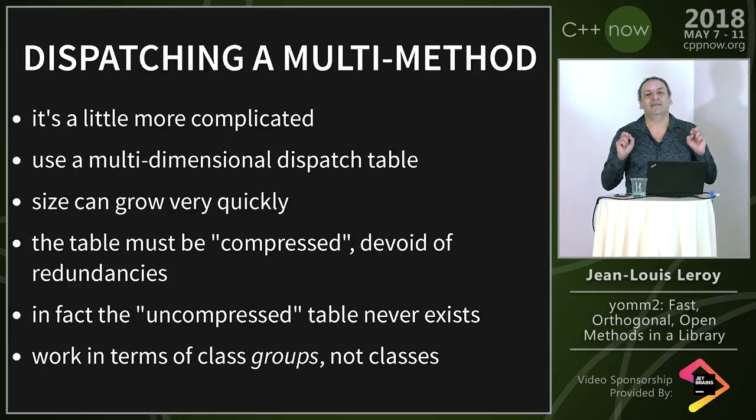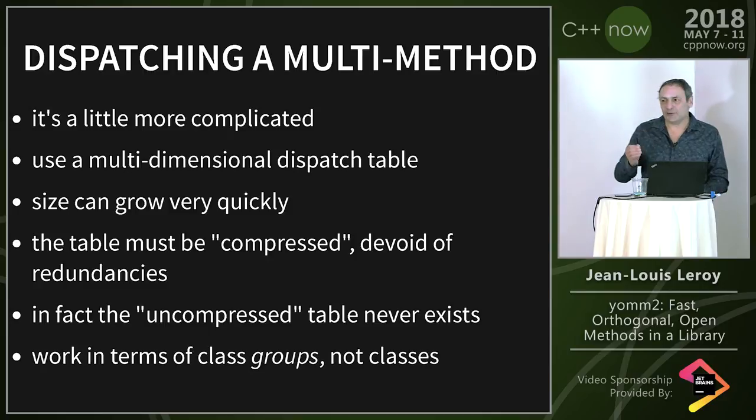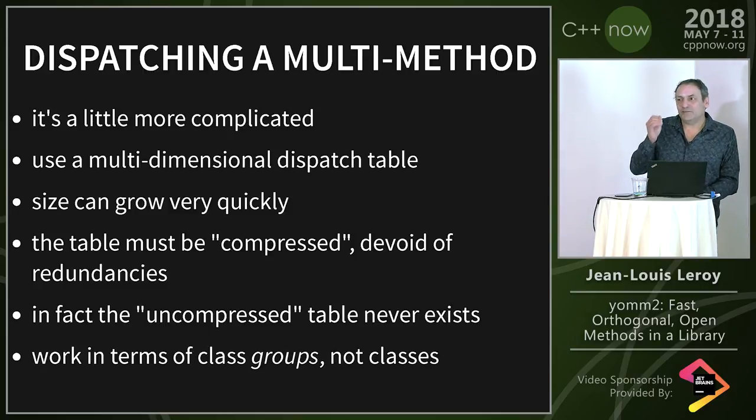except that in most cases, if you were to write that table explicitly, you would notice that there are a lot of redundancies in that table, that there are many identical rows or columns. And you could think, oh, I'm going to compress it. And that is what yomm2 does, except that it doesn't compress the table. It wouldn't help, because maybe you can have a 2 gigabyte table which can be compressed to a very small table, but you still don't have the memory to process it, right? So the tables are built devoid of redundancies right off the bat.